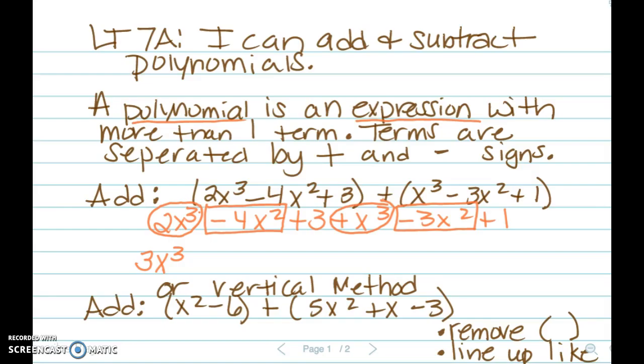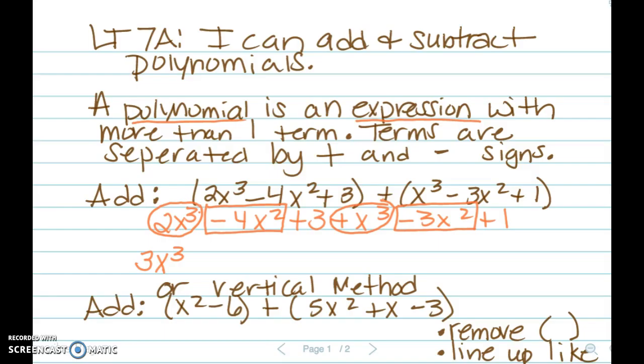What I have left is a number without a variable. I have a positive 3 and a positive 1. So 3 plus 1 is 4. And that is my simplified expression. All right, now we're also going to try the vertical method.